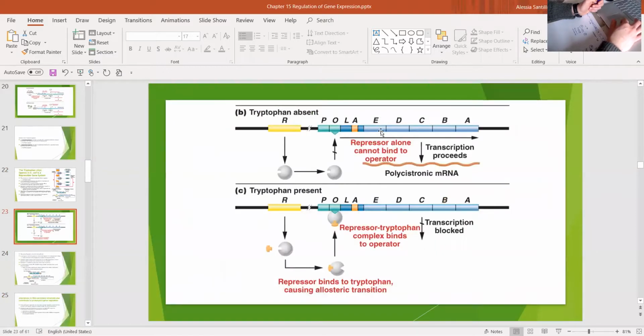You can see again that you have these 5 structural genes. Oh, I got the order of the genes right. Anyways, you can see that these 5 genes are going to be made into one single polycistronic mRNA, and then afterwards that mRNA is going to be translated into the various components of this tryptophan synthetase complex.